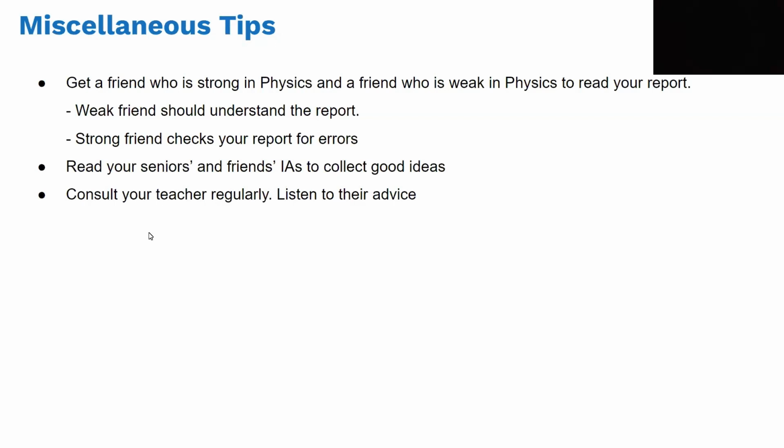Read your seniors and friends' IAs to collect good ideas. Lastly, consult your teacher regularly. They mark your IA, so please remember to listen to their advice. When they tell you something, you should write it down, and after you have amended it, check that everything that your teacher has told you has been fixed. This is a surefire way to increase your score from your first IA draft to your final IA submission.